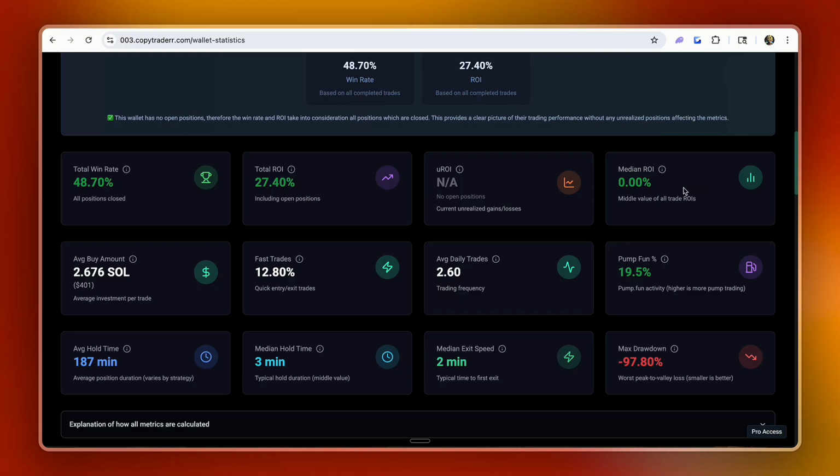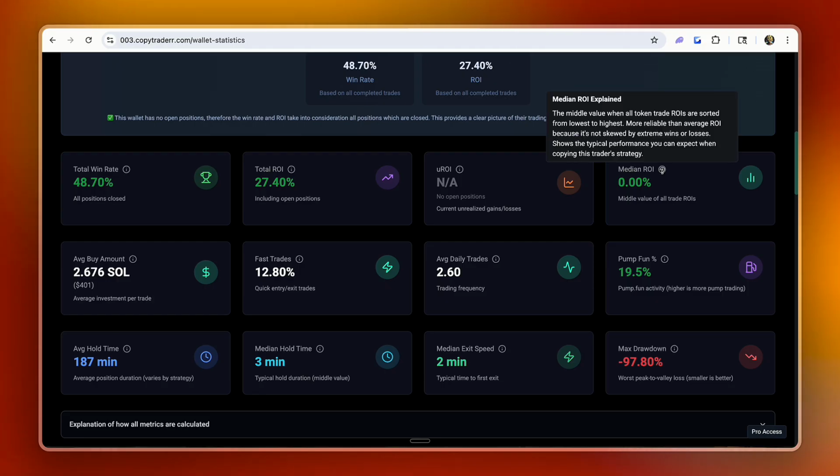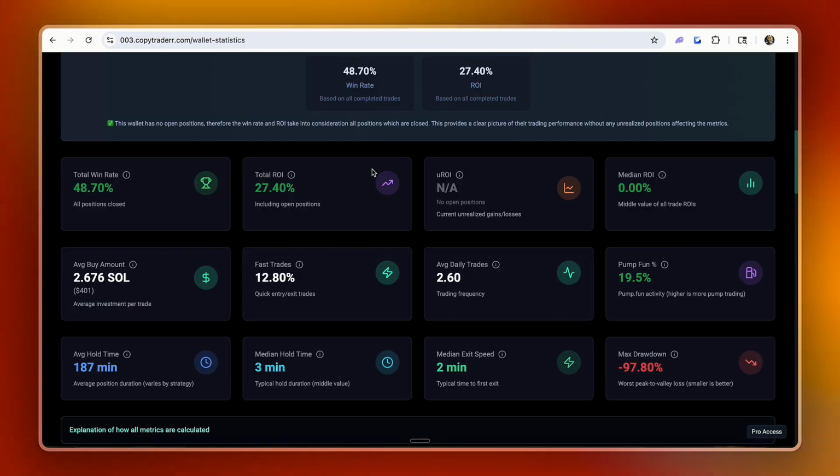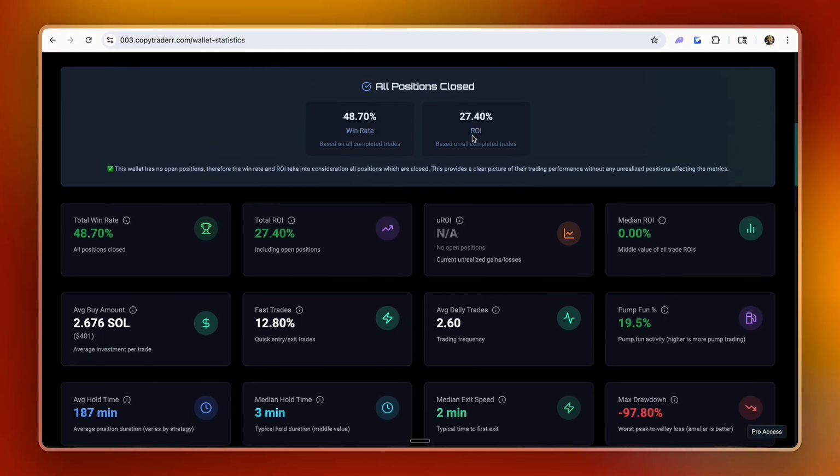It depends on your trading strategy. If you're going for big wins, this is not as important. If you're going for scalping or medium-sized consistent wins, then I really like this. And for all of these statistics, you can hover over the tooltip and it will tell you exactly what it is and how we calculate it. We also explain how we calculate everything right here. So I like to look at that. I like to make sure they're not holding any tokens and hiding losing tokens. So that's good.